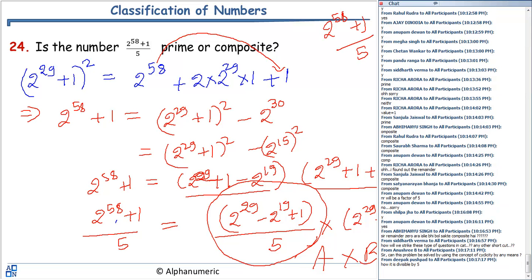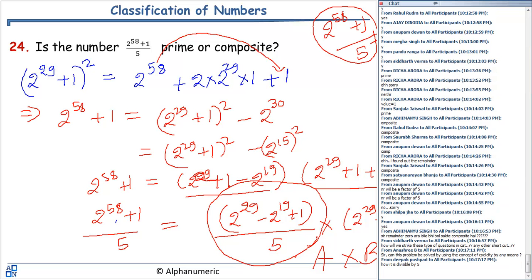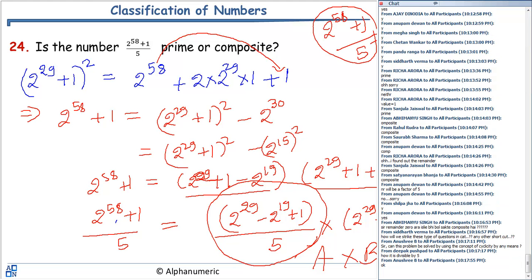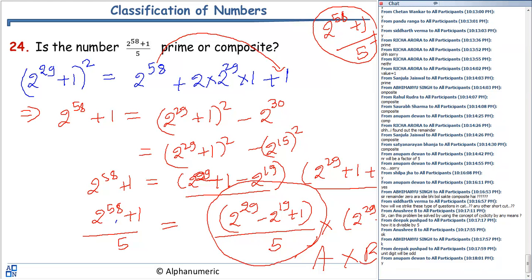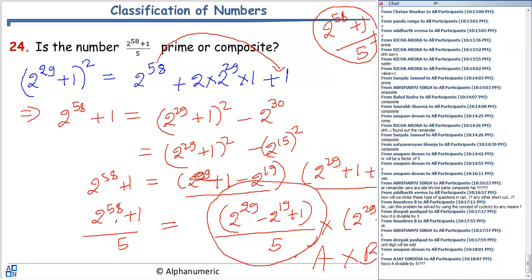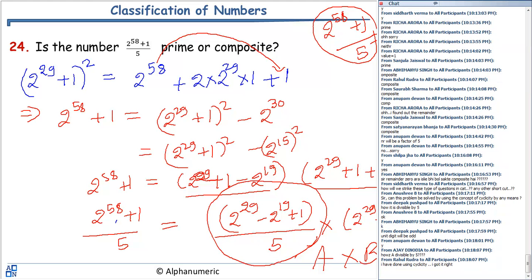Are you getting my point? 2 raised to power 58 plus 1 by 5 is a natural number, and you need to identify whether this natural number is a prime or composite. ठीक है? Siddharth is asking how will we strike this type of questions in CAT? Any other shortcut? Siddharth, that's the reason you are attending the lecture, and I am discussing all the possible questions which can be framed on prime and composite.